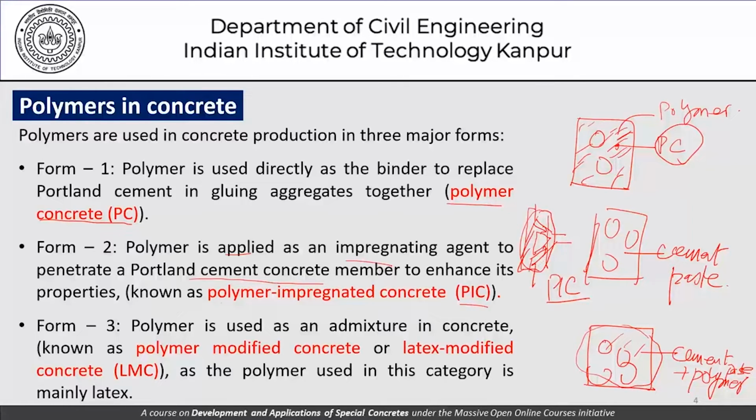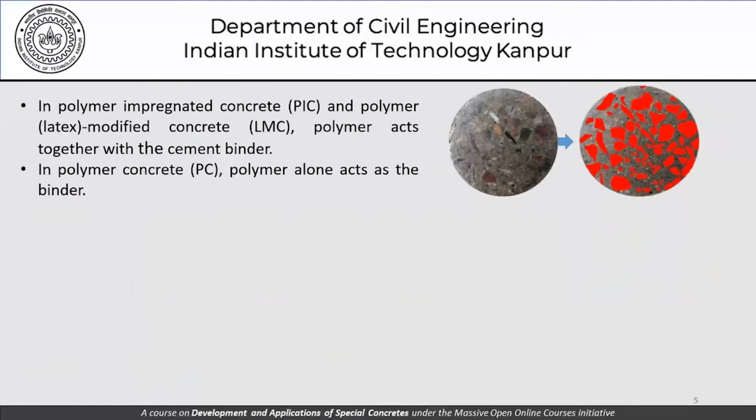So these are the three forms in which we talk about polymers in concrete. In polymer impregnated concrete and polymer latex modified concrete, that is PIC or LMC, the polymer acts together with the cement binder. That's what we've talked about just now. In PIC, it is largely limited to the surface.